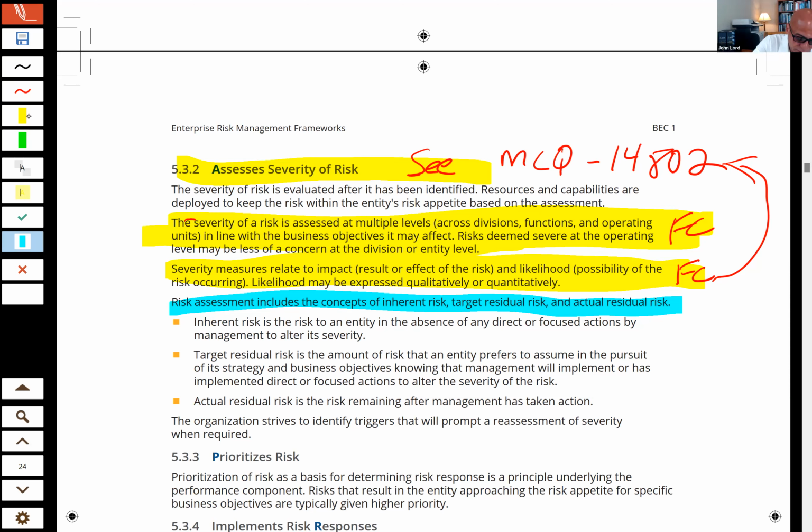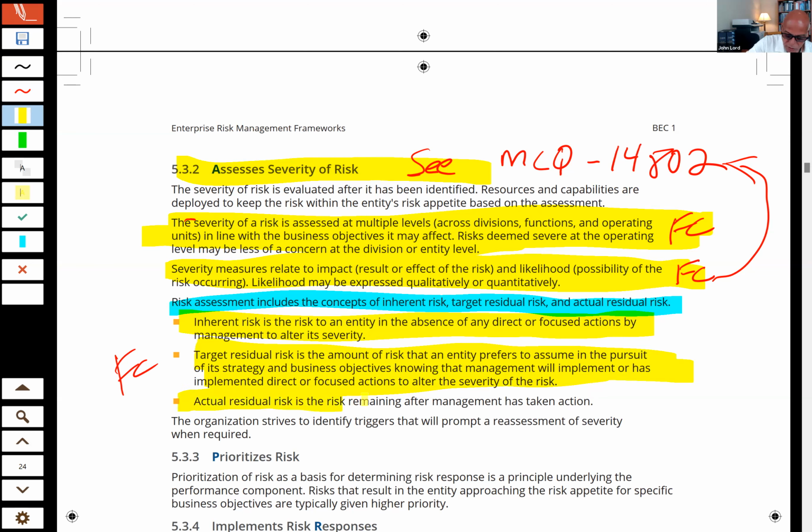Okay, so let's just go ahead and take a look, and let's flashcard some of these definitions. Inherent risk is the risk to the entity in the absence of any focused action to alter its severity. Targeted residual risk is the amount of risk the entity prefers to assume in the pursuit of the strategy, knowing that management will implement or has implemented directed focused action to alter the severity of the risk. And we're going to talk about different ways of doing that.